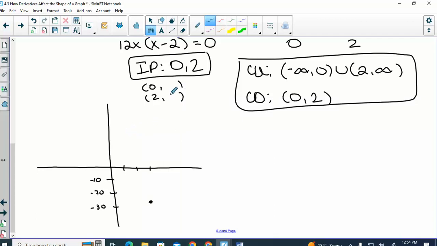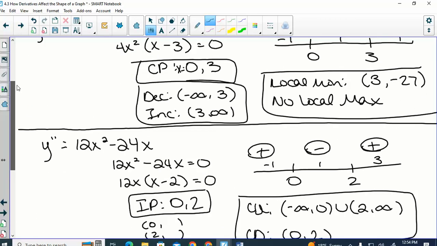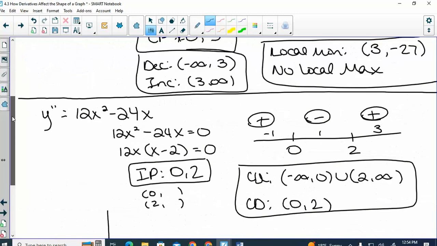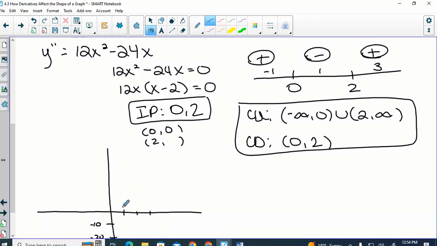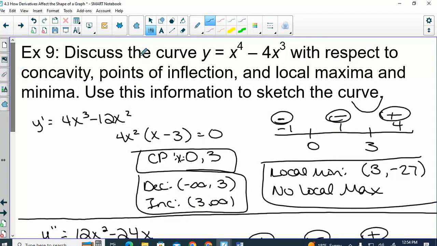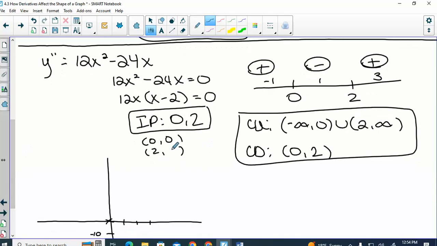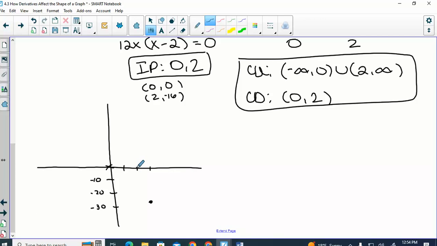If you put 0 into the original, what do we get out? 0. So 0, 0 is an inflection point. So I'm just going to put a little X there. When I put 2 into the original, we get 16 minus 32, so negative 16. So 2, negative 16 is an X.